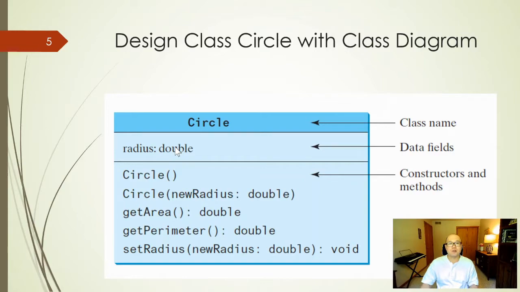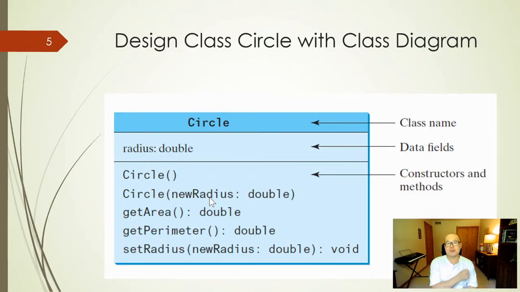fields or variables, like a radius. Here, the name of the data field, radius, followed by a colon, and then the type. So here we just give double as the type of radius. At the bottom here we have methods and constructors like Circle. The first one is a constructor that takes no parameter. The second one is another version of the constructor which takes one parameter. That's just the new radius.